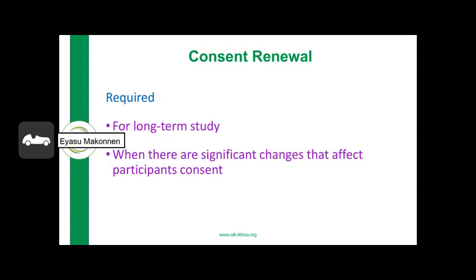Clinical trials, which have long-term duration, require consent renewal as the ethics committee gives approval only for a year in most cases. Consent renewal might also be needed when there are significant changes that affect participant consent given earlier.